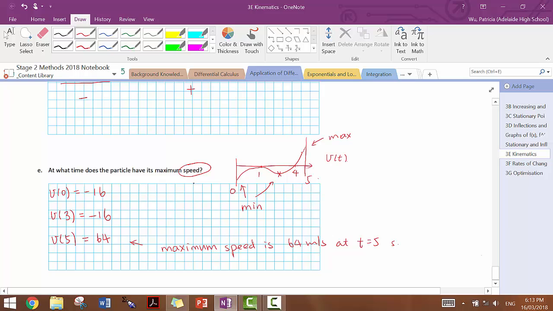Now note that if this question is not asking for maximum speed, it's asking for maximum velocity, then you only need to consider the global maxima. But here, because it's considering the maximum speed, you need to consider both the minimum and the maximum, and compare which one has got the greatest magnitude.